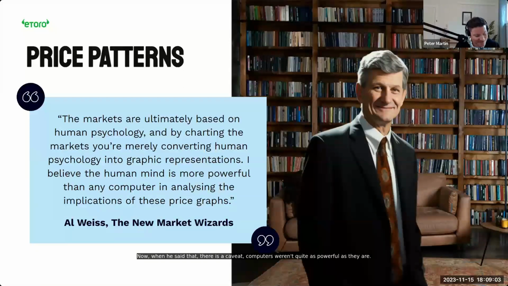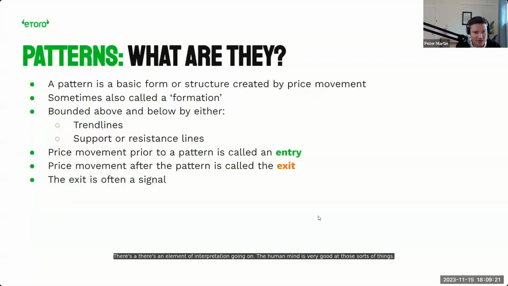Now, when he said that, there is a caveat. Computers weren't quite as powerful as they are now. He wasn't talking at a time when there was AI. But I still think, as we'll see, these things aren't just black and white. There's an element of interpretation going on. The human mind is very good at those sorts of things.